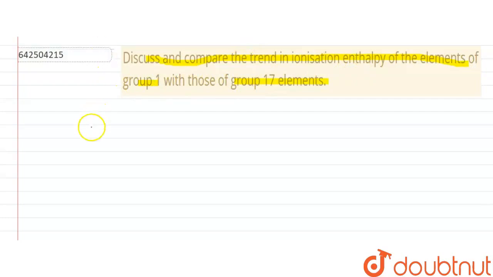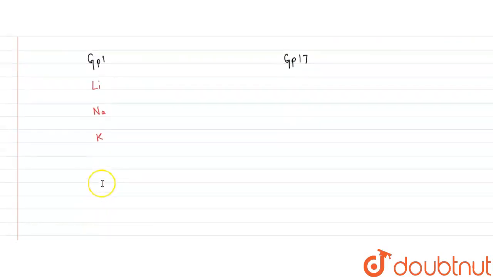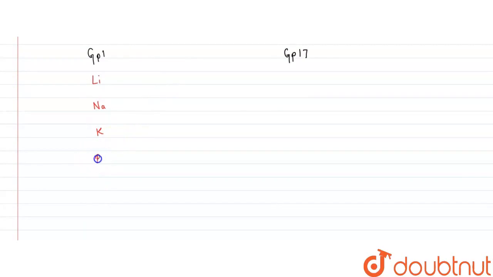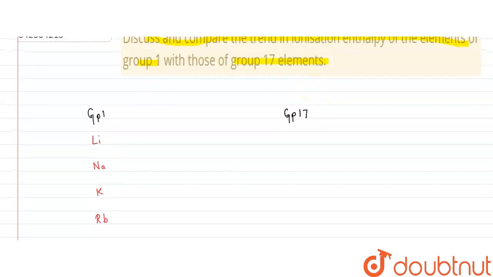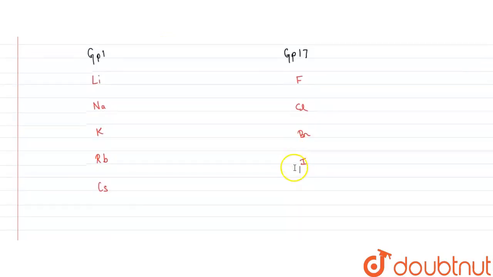So over here let me write group 1 and over here let me write group 17. So group 1 contains lithium, sodium, potassium, rubidium, cesium and francium. Basically francium is radioactive, so we don't consider it, so let us just not write it for the moment. And group 17 is basically halogens, so their elements are fluorine, chlorine, bromine and iodine. So these are the group 1 and group 17 elements.